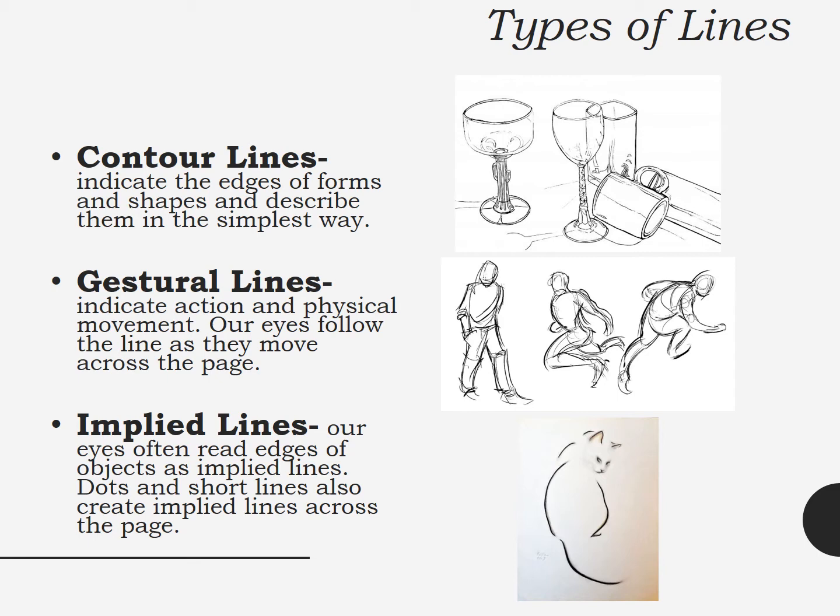An implied line are lines that are not necessarily connected, but our eyes and our brains will take that information and we'll start to see it as a line. So a perfect example of this is the cat here. So those lines are not necessarily connected, but our brain is kind of having them flow together, and we start to see that outline of the cat.